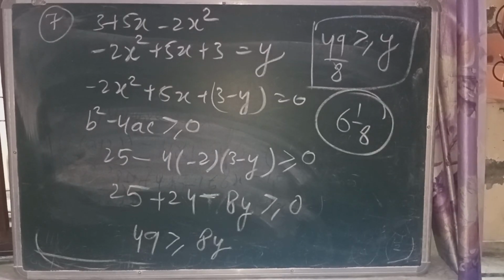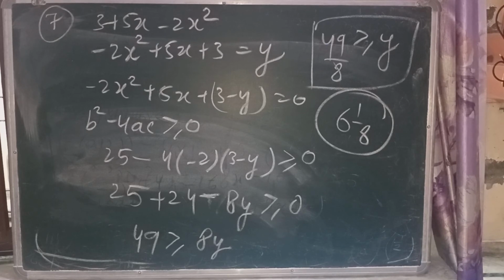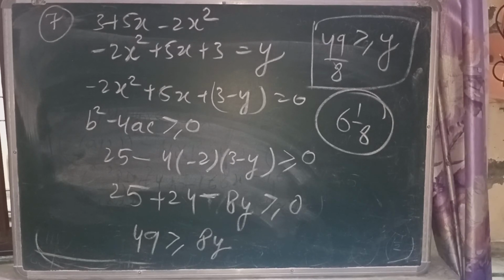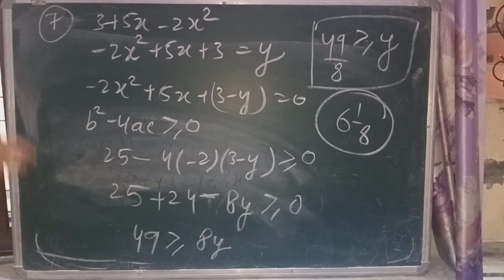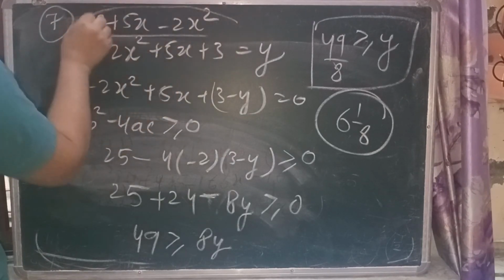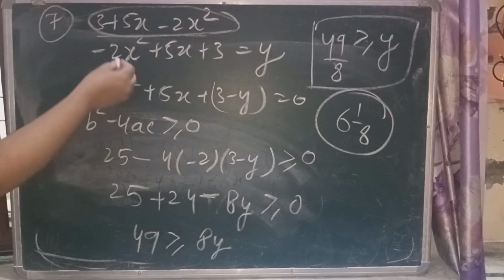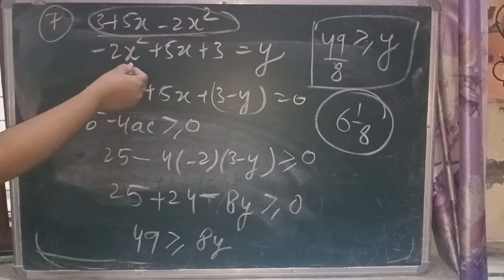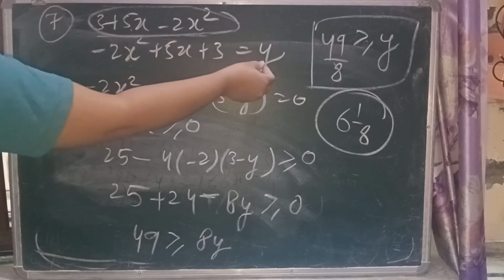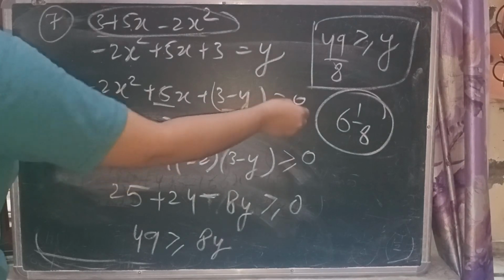Here in question number 7, they asked to find the greatest value of 3 plus 5x minus 2x square for all the real values of x. They are asking the greatest value of this expression for all the values of x. So what I did, I let the greatest value of the expression be y. I have changed it to minus 2x square plus 5x plus 3 minus y. It's a, it's b, it's c, equal to 0.